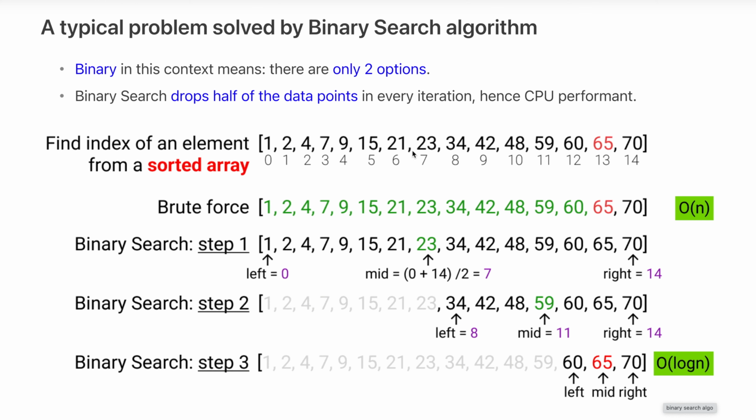So we are given a sorted array in increasing order, like 1, 2, 4, 7, 9, and so on. And we are asked to find the index of an element, in this case 65. The small thin numbers we see down here are the indexes of the numbers in the array.